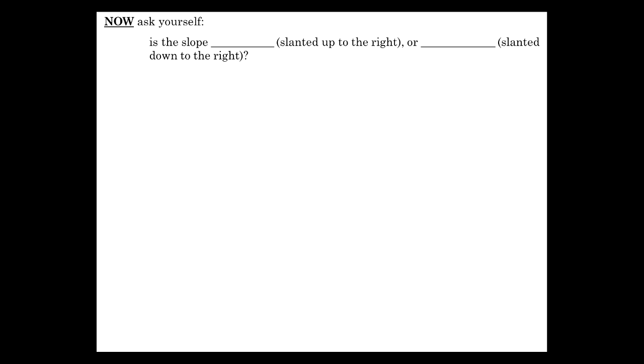So we want to convert the position graph to a velocity graph. And we recognize that the slope of the position is the velocity. So we're focused on the slope. And we're now going to ask ourselves, what is the slope doing? First of all, is it positive? If it's positive, it's slanted up to the right. Or it's slanted down to the right if it's negative.